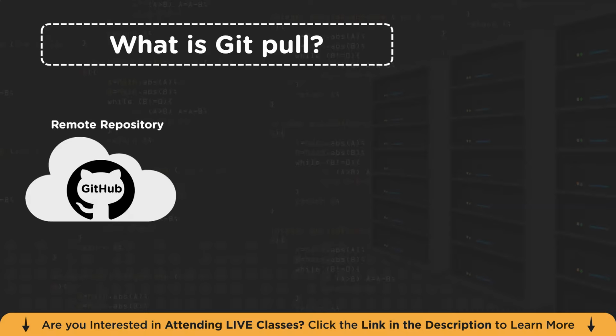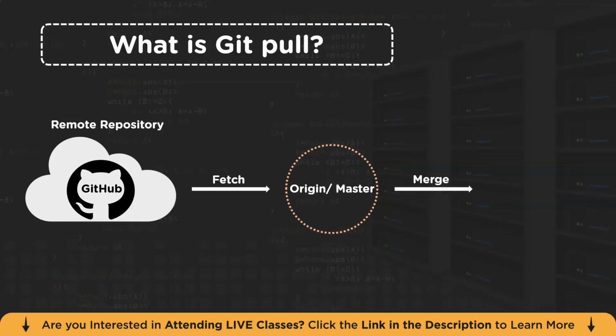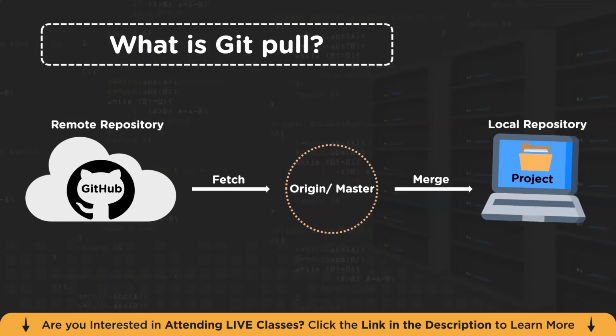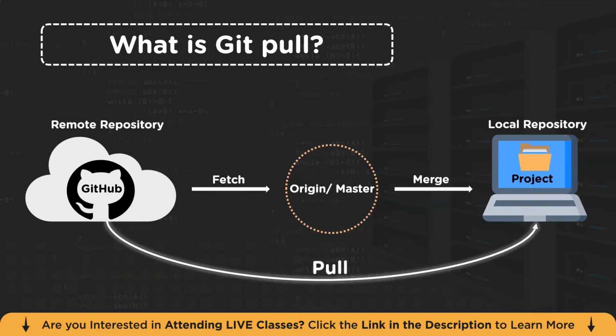Let's say we have a project on a remote repository, GitHub, and now we want to bring that project onto a local repository, or to our system. For that, first we will fetch that project to our origin master. What origin master does is it fetches changes from the locally stored branch and merges that to the local checked out branch. In the next step, the origin master will merge that project with the branch and it will eventually reach our local repository. Both processes together are known as the Git Pull request.